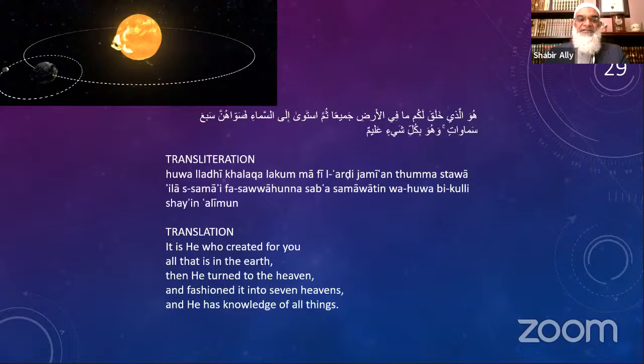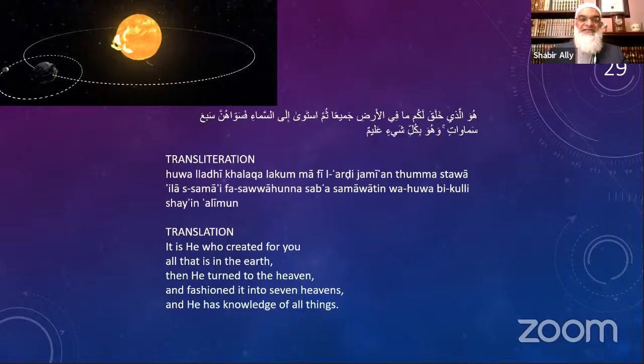And after that, or moreover, not necessarily after, because the Arabic word thumma does not necessarily mean after. It can mean more. It can mean moreover. So in addition to that, Allah subhanahu wa ta'ala turned to the heaven and fashioned it into 7 heavens, and He has knowledge of all things.